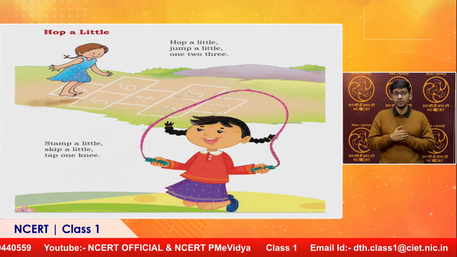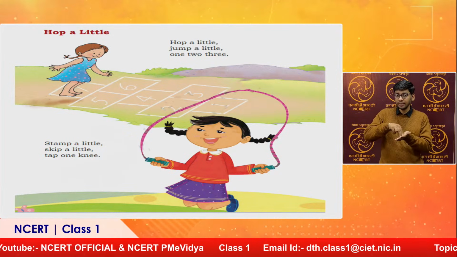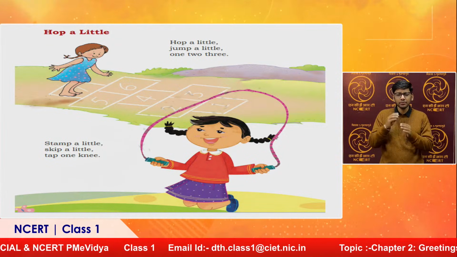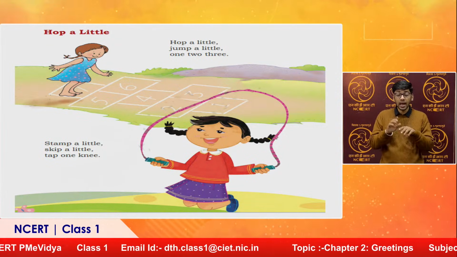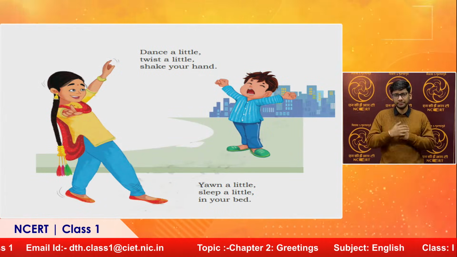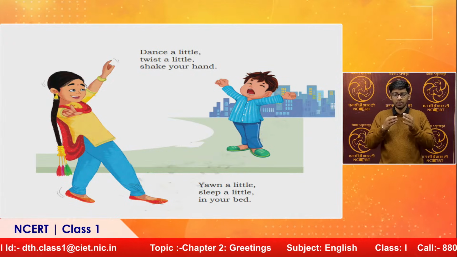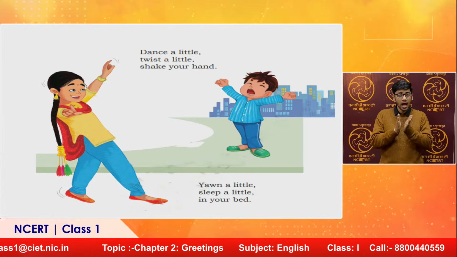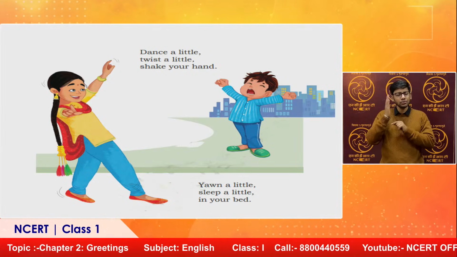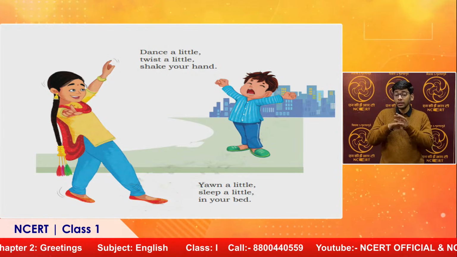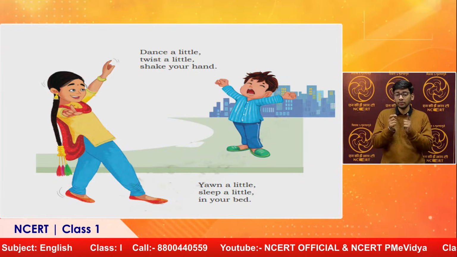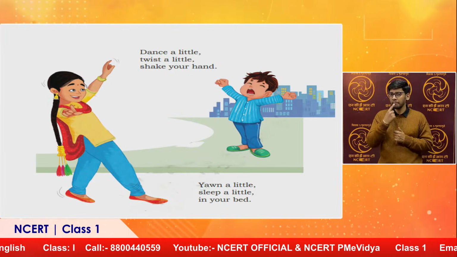Hop a little, jump a little, 1, 2, 3. Stamp a little, skip a little, tap one knee, tap one knee. Dance a little, twist a little, shake your hand, shake your hand. Yawn a little, sleep a little, in your bed. Where? In your bed. So this was a short poem which was showing you and telling you about different sorts of actions.